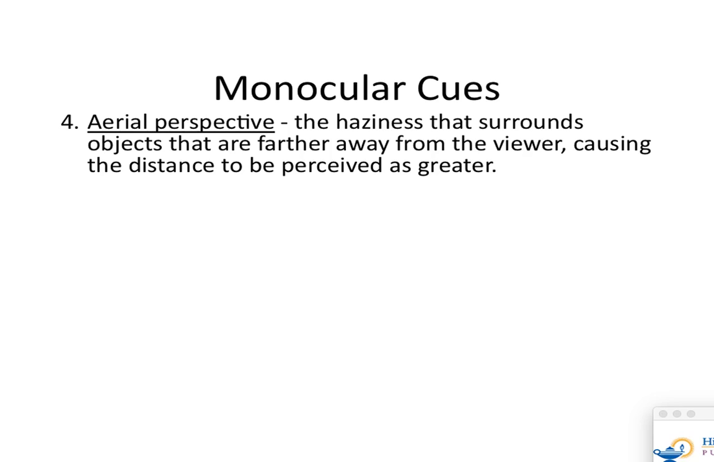Okay, your next one is aerial perspective. Okay, aerial perspective is the haziness that follows. Have you ever seen like a mountain from far away? Does it look nice and crisp and clear, or does it look like it's in fog? Fog, that's aerial perspective. So the closer you are to something, the more detailed, the further you are, the more hazy it is. Okay? Even if there's no fog on the mountain, it looks like there's fog around the mountain.